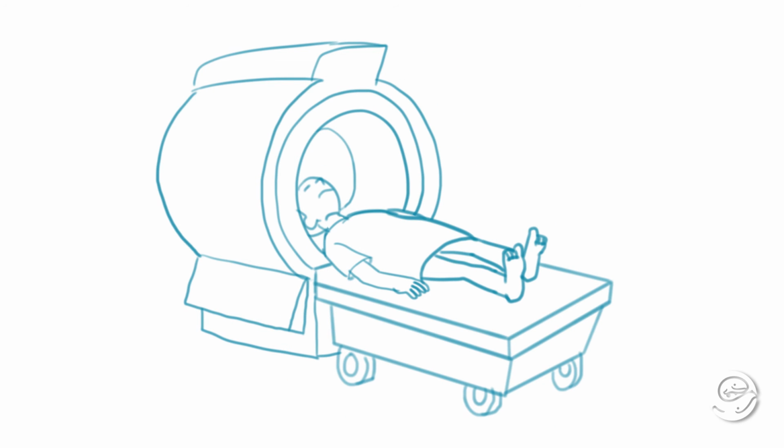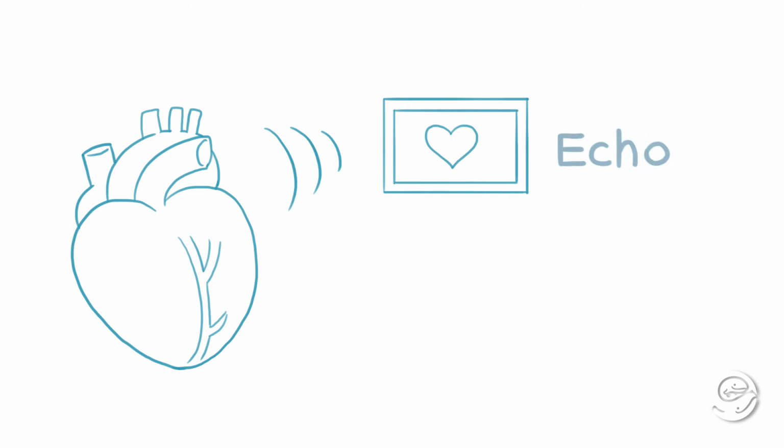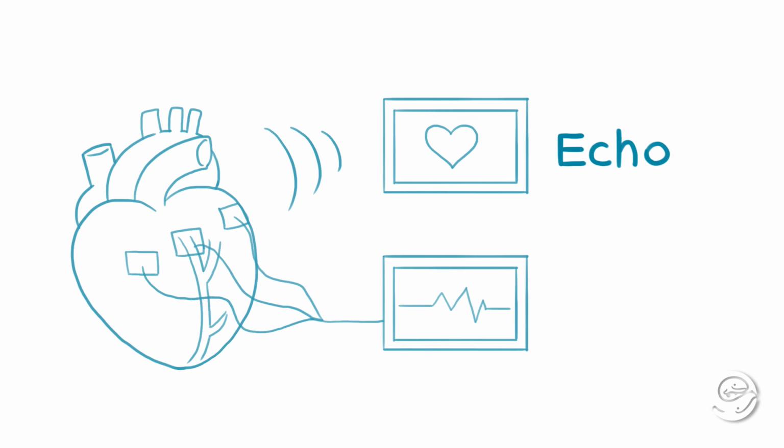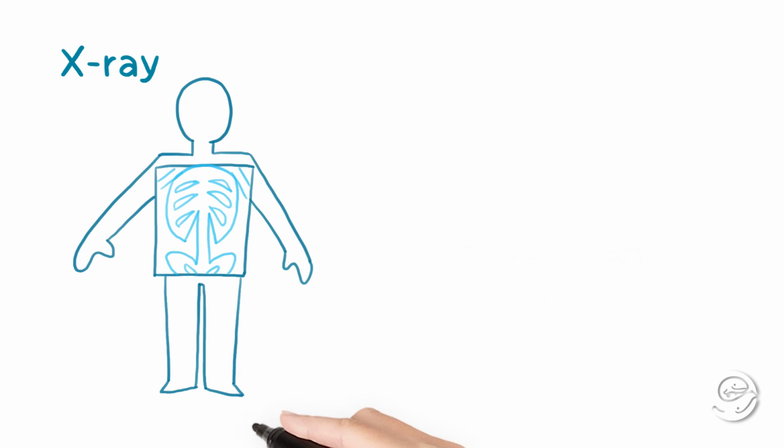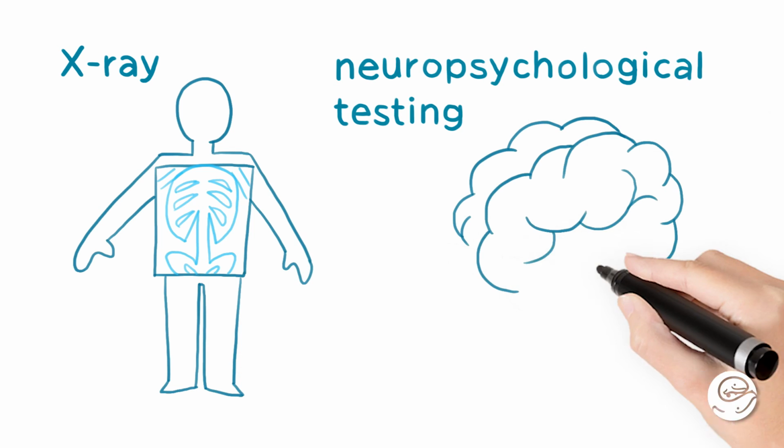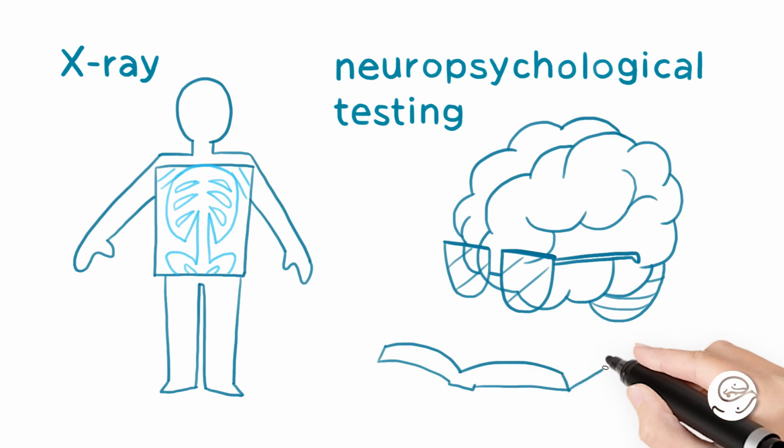Magnetic resonance imaging, or MRI, to take a picture of parts inside your body. Echocardiogram, or echo, to show us a picture of your heart. Electrocardiogram, or EKG, to show us how your heart is beating. An X-ray, which is a picture of the bones. Neuropsychological testing, to help us know how you learn.